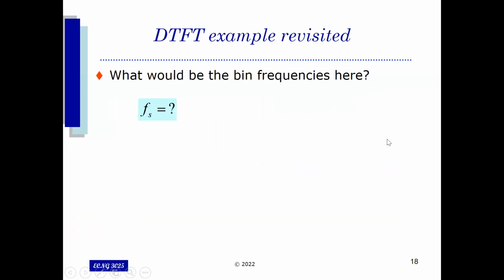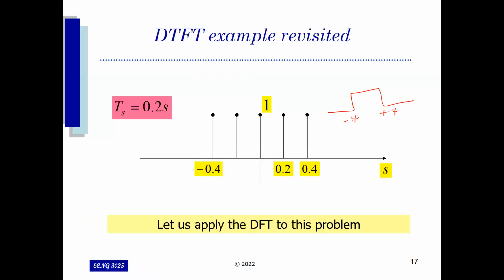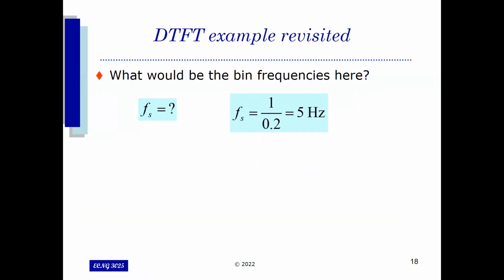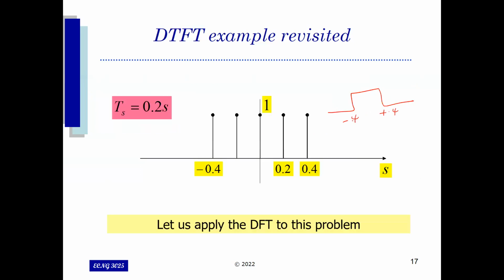Let's apply the DFT. So if TS is 0.2, FS is 1 over 0.2, which is 5 hertz. So for the bin frequencies, remember, how many samples do I have? Capital N is what? N equals 5.